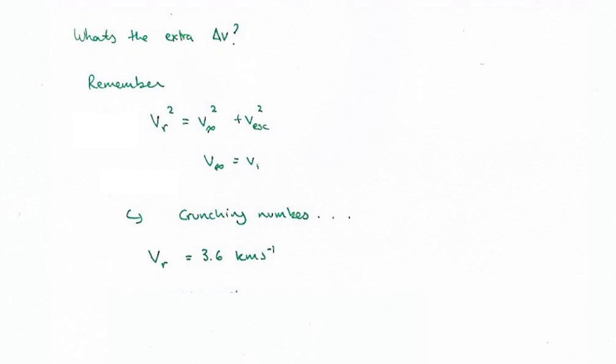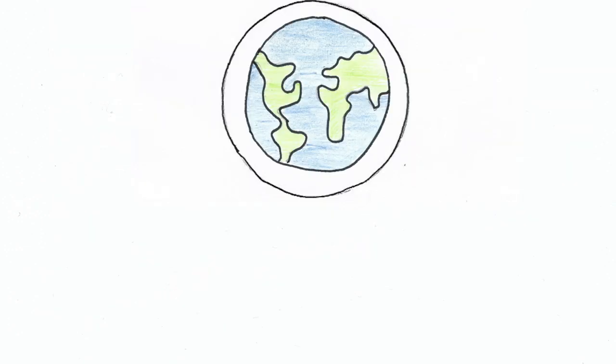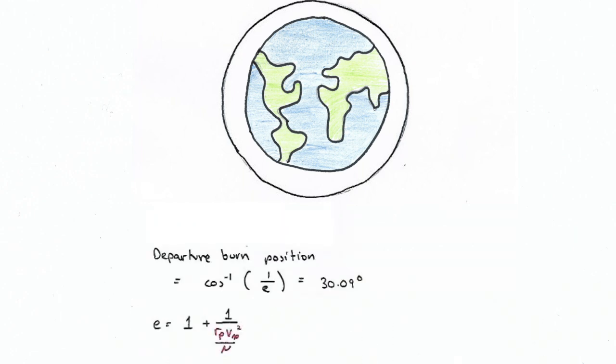Now, the question is, where do we have to do this? The way to understand this is by calculating the angle of the burn after we cross the perigee of Earth's orbit. Luckily for us, there's a nice little equation that does this for us, and the equation is cosine inverse of 1 over the eccentricity. Eccentricity can also be expressed as 1 plus Rp times V infinity squared over mu. This means, after some number crunching, that the angle of the burn would be at 30.09 degrees after the perigee. Okay, so now we're on our way to Mars.